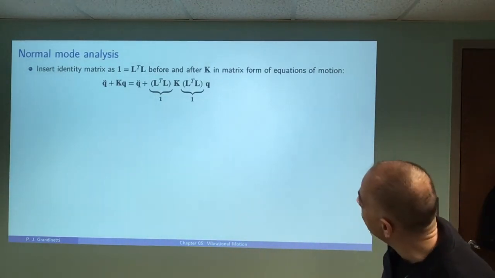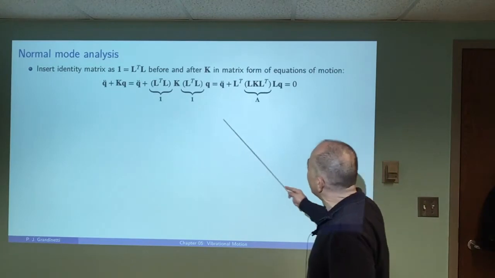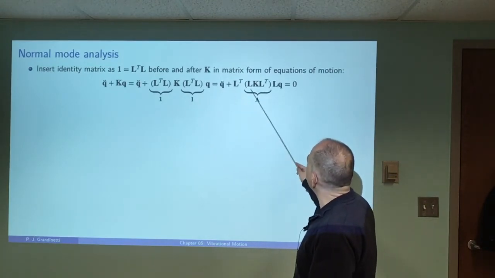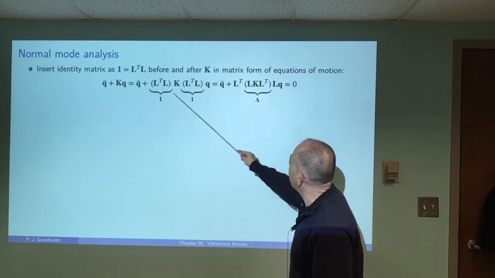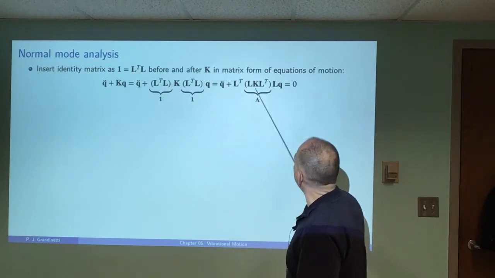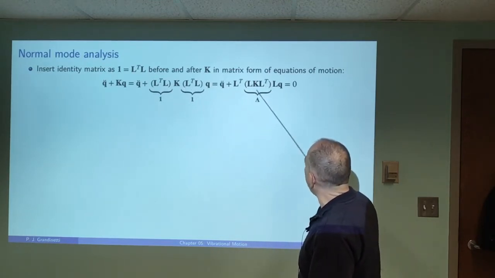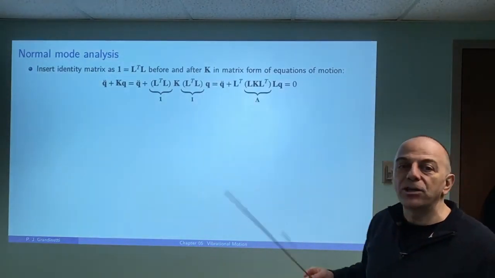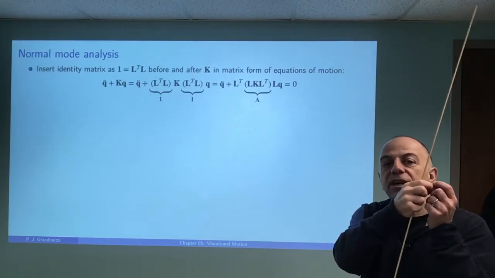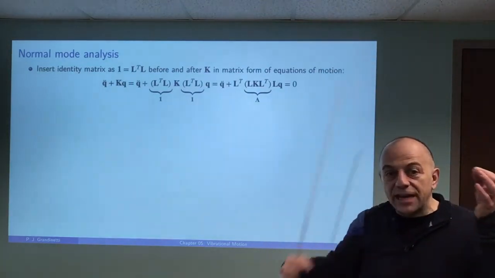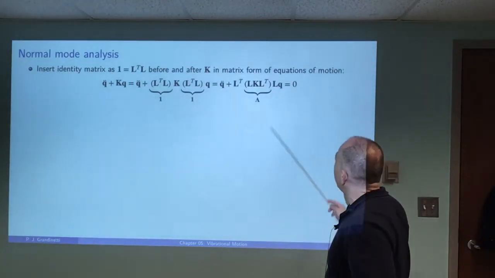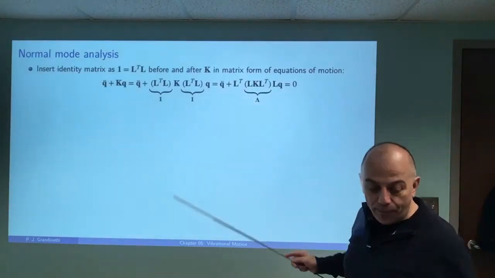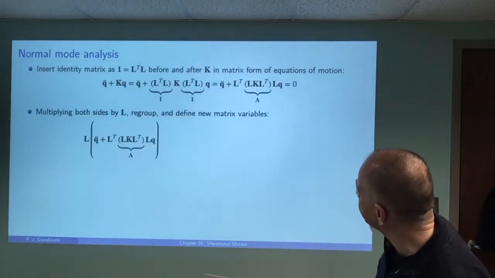And the reason I'm doing that is because I can then regroup these L's so that now I can say that L times K times L transpose, I can identify as the diagonalized matrix. So the matrix lambda, which is zeros on the off diagonal and just eigenvalues along the diagonal. And that transformation is going to help us decouple the differential equations.